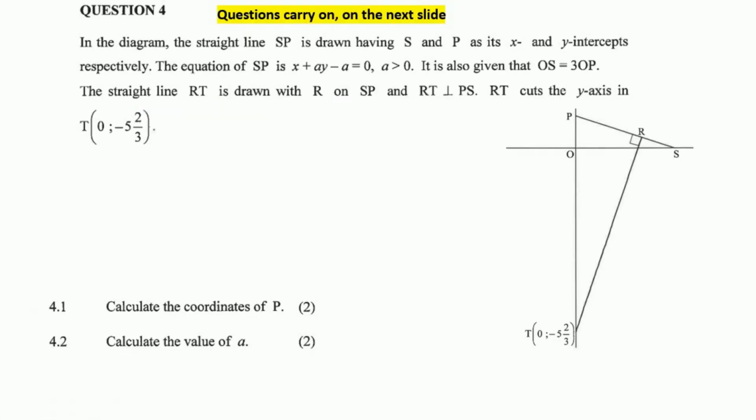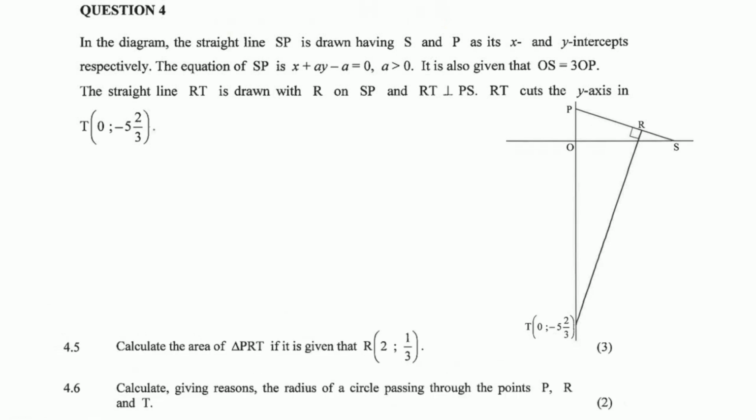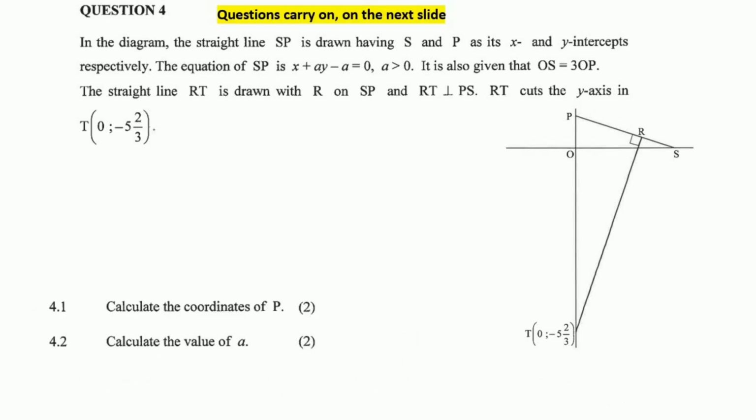Just want to quickly mention that these questions are going to carry on the next slide. So there's 4.1 and 4.2, there's 4.3 and 4.4, and then lastly, 4.5 and 4.6. Let's start. In the diagram, straight line.